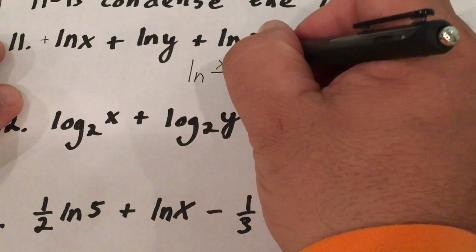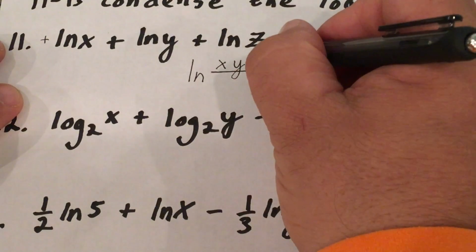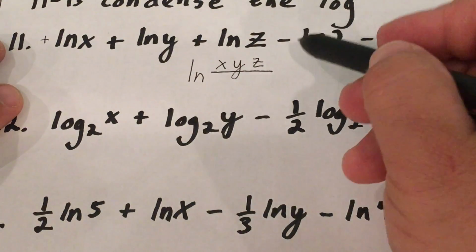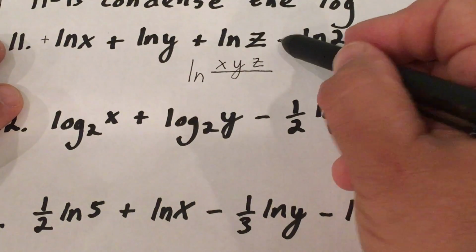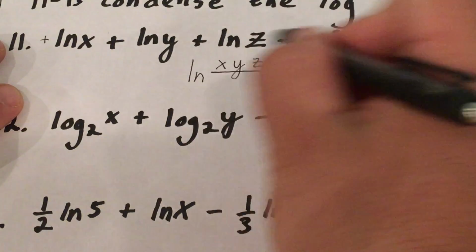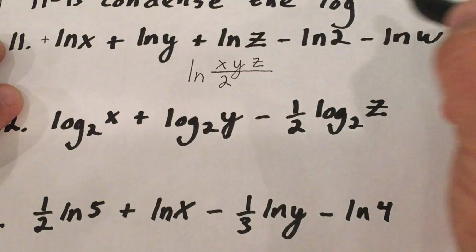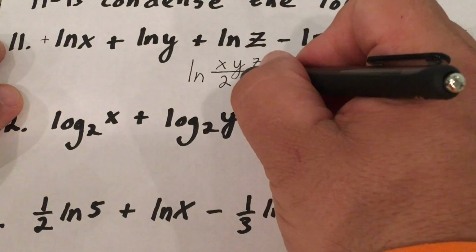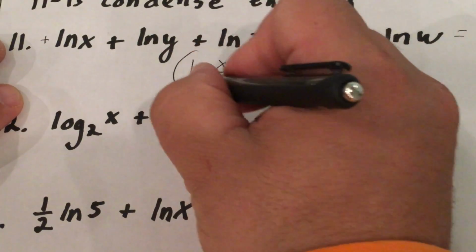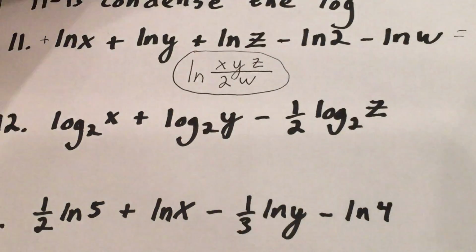Plus ln y. Plus ln z. The z goes on top of the fraction bar. Minus ln 2. The negative gets brought up to a division symbol. So that's going to be divided by 2. The negative ln w, that means divide by w. And there's your single logarithm. I condensed it.